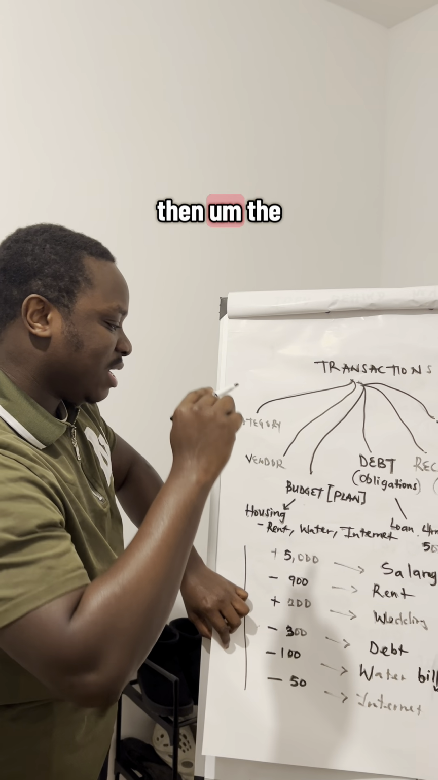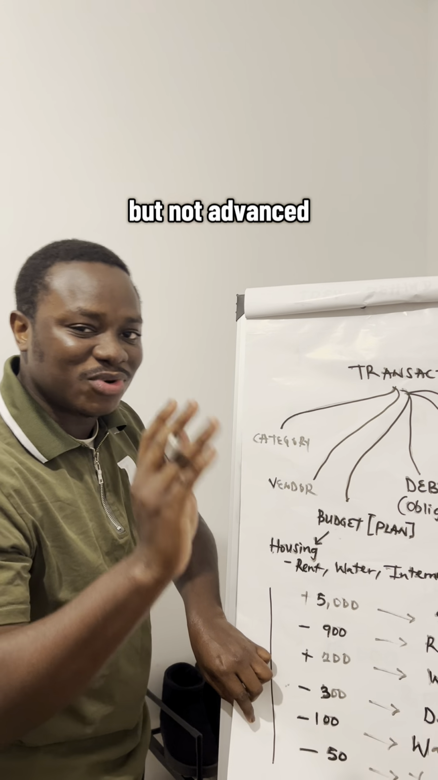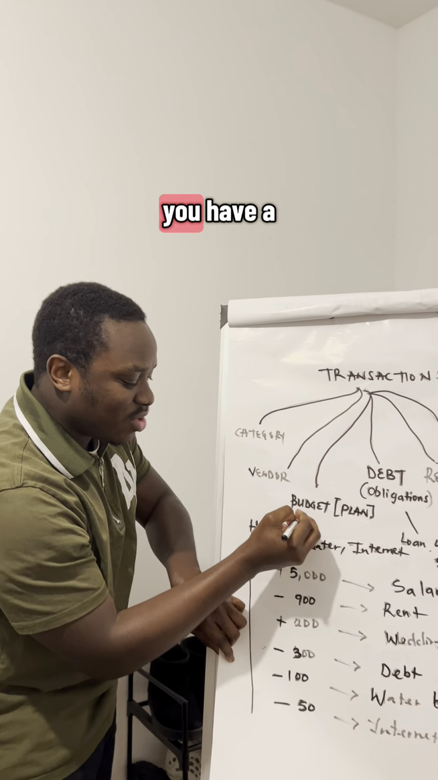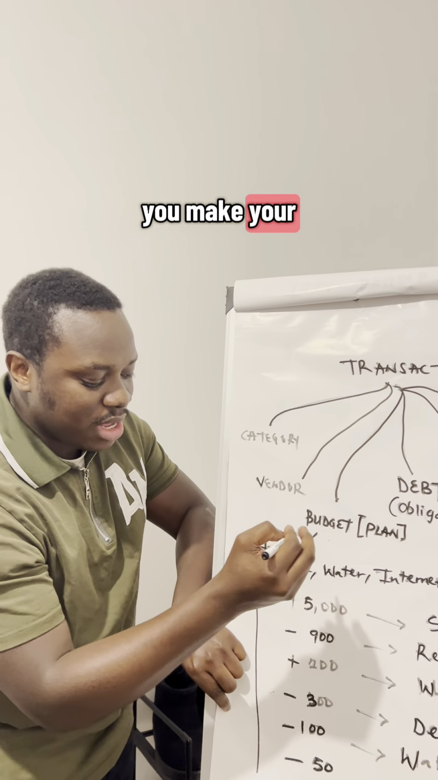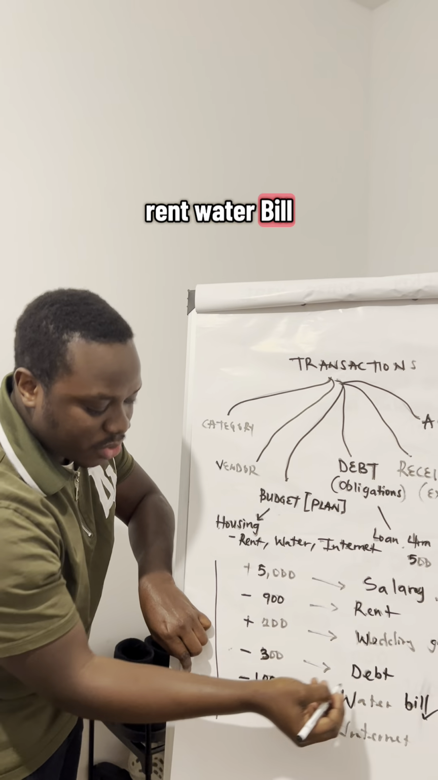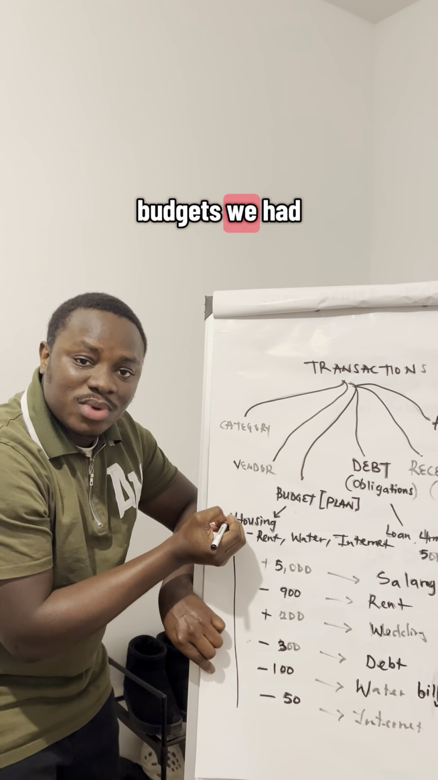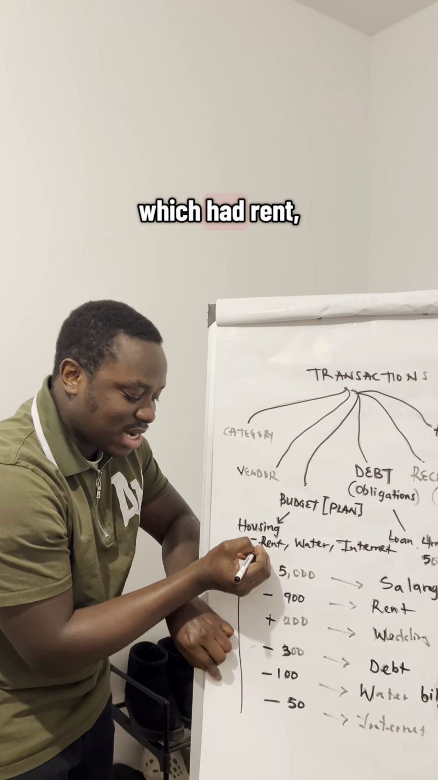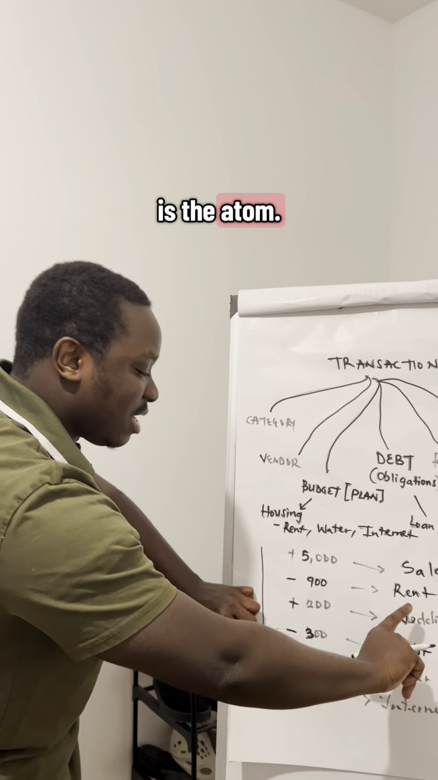Then the second part of this is a little bit more advanced, but not advanced at all, where you have a budget, and we said you make your categories the atom. So rent was rent, water bill was water bill, internet was internet. But in the budgets, we had the housing budget for the month, which had rent, water bill, and internet, right? So the category is the atom.